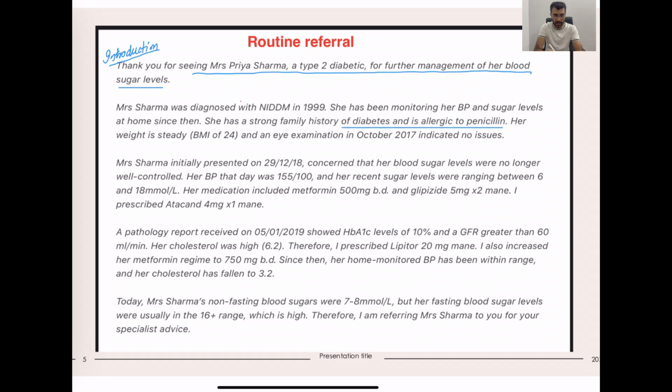Next thing is past medical history. Then: Mrs. Sharma initially presented on 29/12/18, concerned that her blood sugar levels were no longer well controlled. So this is the visit which was on 29/12/18. This is the first visit of the patient. So this is the first visit.